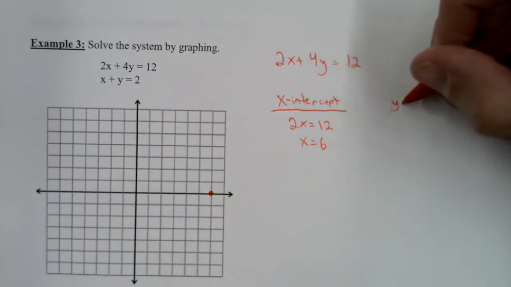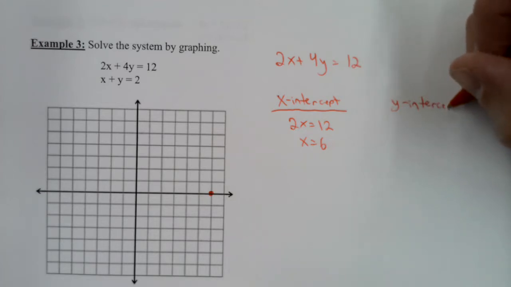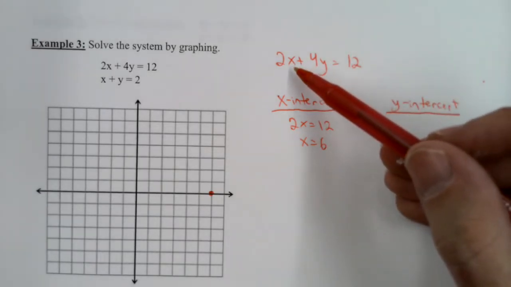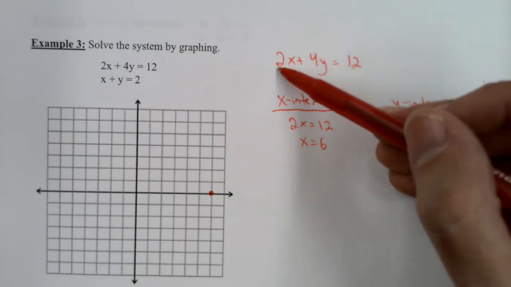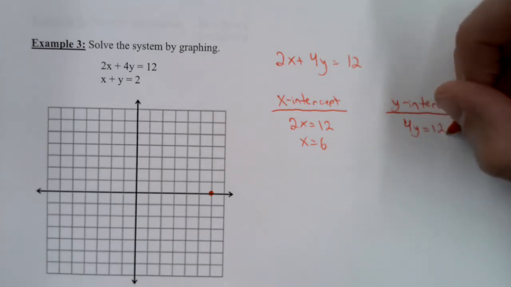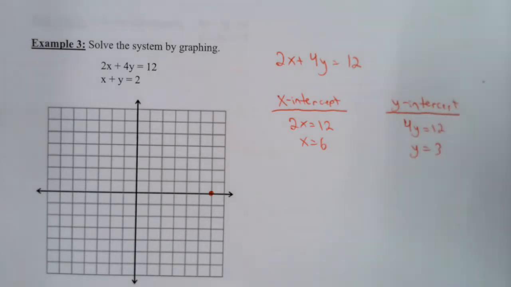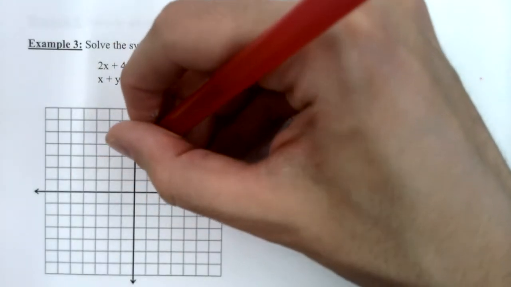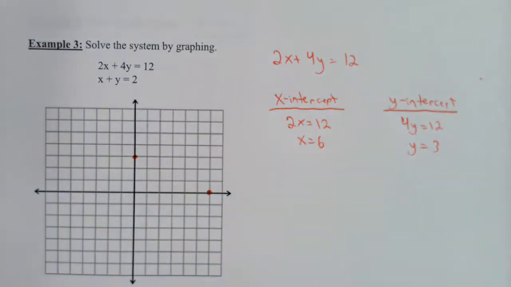For the y-intercept, you replace x with 0. So this goes away, becomes 0. You're left with 4y equals 12, which means y equals 3. So that's your y-intercept. Graph that on the y-axis and connect those 2 points.